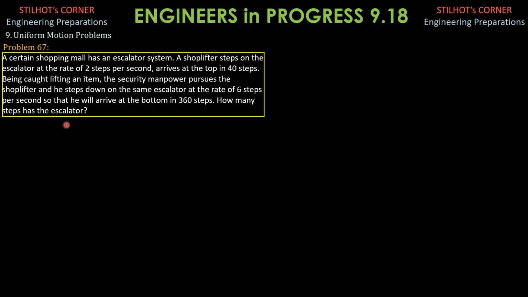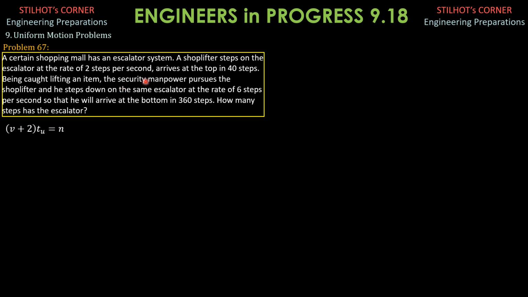So in this problem, take note that the escalator has also an individual speed, its own speed, which is in steps per second also, and we will denote that by V. Then moving up, the speed would be V plus the speed of the shoplifter multiplied by the time, and that would be equal to the number of steps, supposedly. So that is quantity V plus 2 times time going up is equal to the number of steps n.